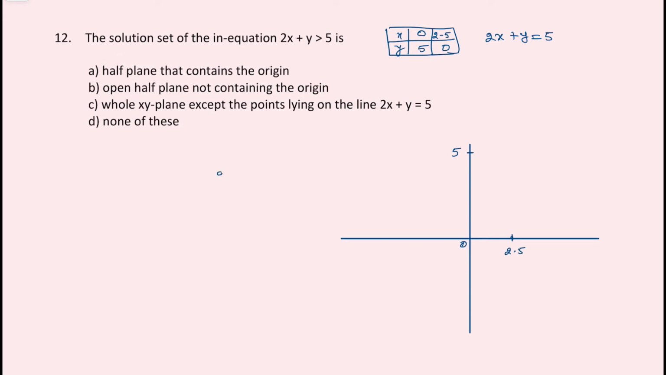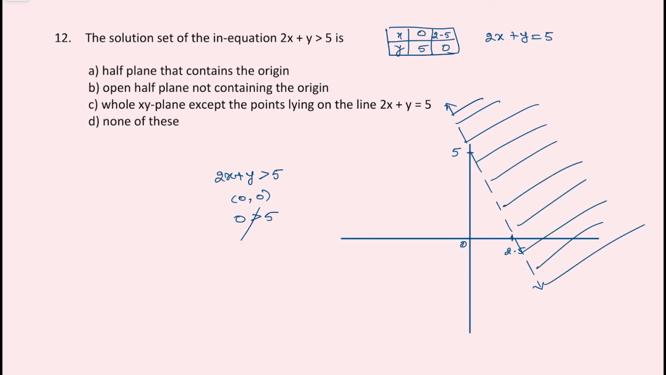And the inequality given is 2x plus y greater than 5, strictly greater than 5. There is no equal to sign. When there is no equal to sign, we have to use a dotted line. That means the points on this line are not included in the solution set. Let us shade the region. Let us check with 0, 0. So 0 plus 0, 0 greater than 5 is not true. That means 0, 0 doesn't satisfy the condition. Therefore, the solution region is away from the origin.